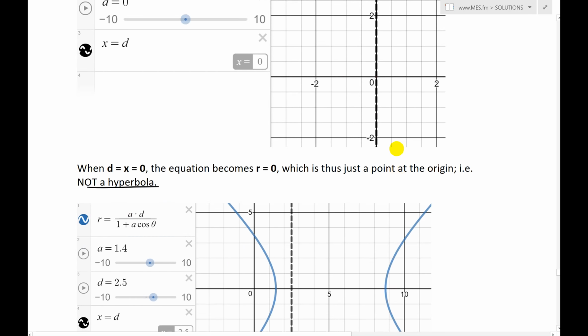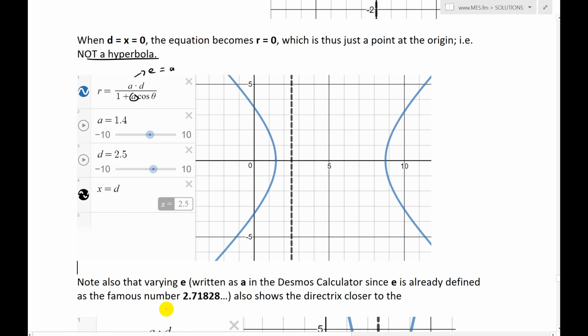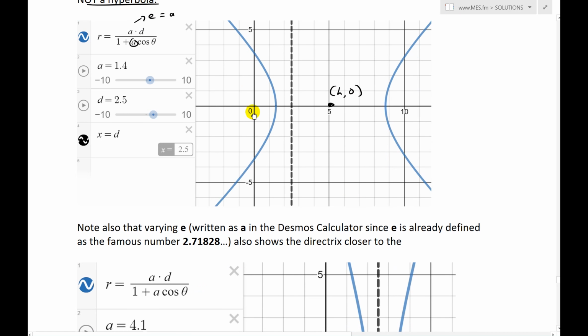And here what I've also done is I've added a variable. Instead of writing 2, I put a. So in this case, e equals a. e is just equal to a variable, so we can use a slider on the Desmos calculator like this. And here if I make it 1.4, leave d as just 2.5, notice how it's, again, off center to the left of it. So the center is going to be somewhere over there, h, 0. And there's the focus as well. This is to the right of that.